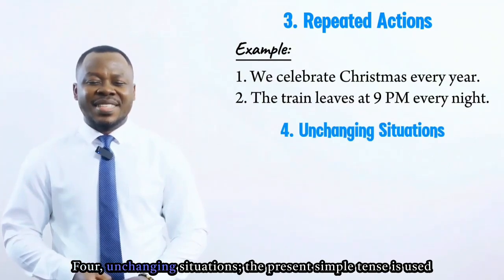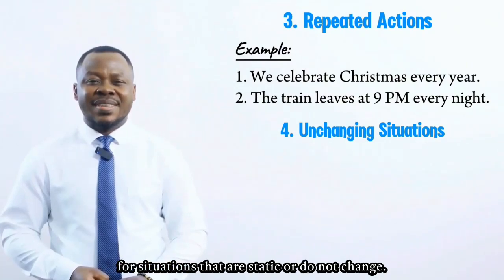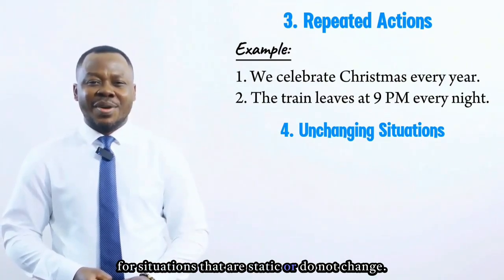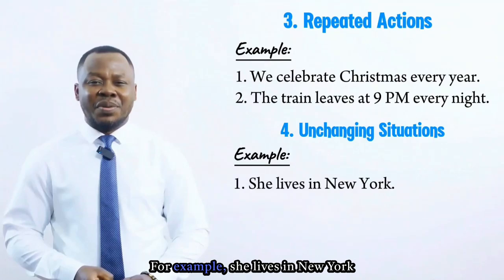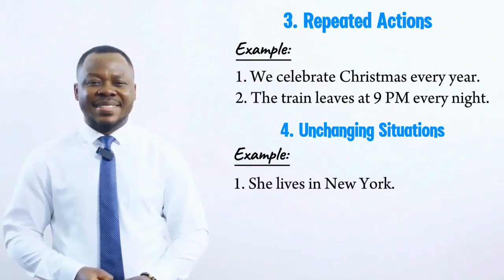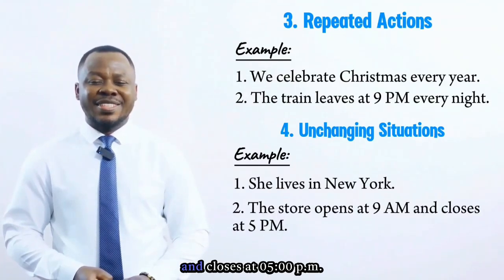4. Unchanging situations. The present simple tense is used for situations that are static or do not change. For example, she lives in New York, and the store opens at 9 a.m. and closes at 5 p.m.